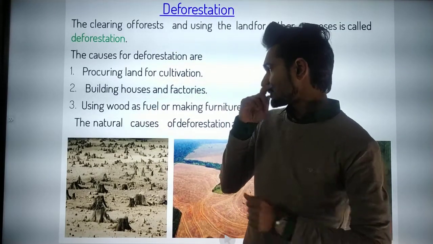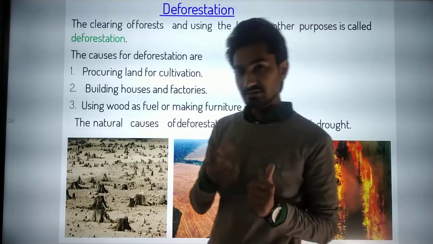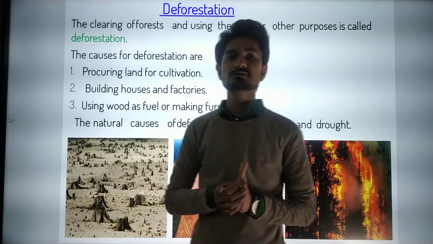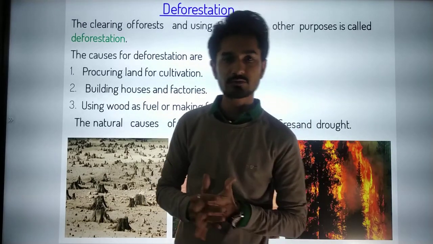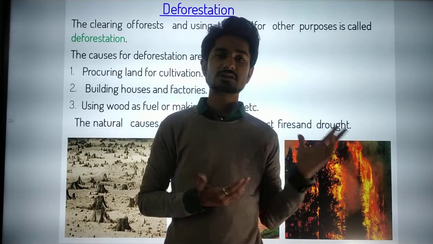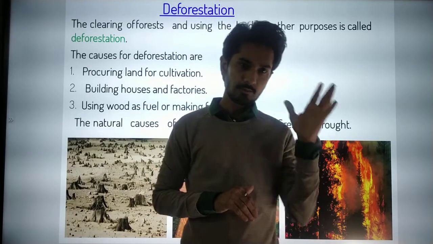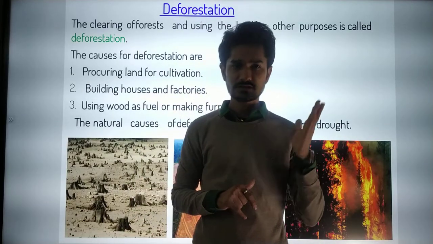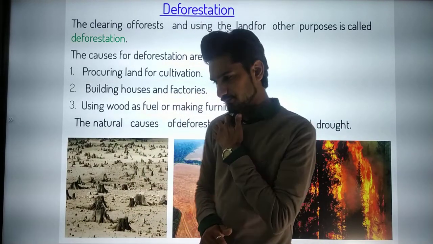And also making furniture, etc. We are using this wood to make fuel and furniture also. That's why we are cutting down the trees from there. Also, you know that paper is also coming from these trees, the pulp of the trees. So that is the reason that we are cutting down the trees.